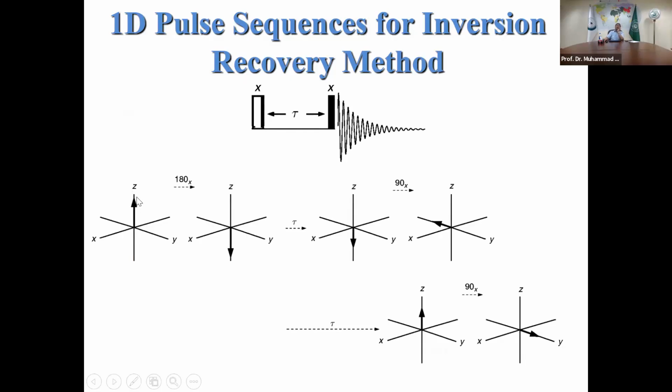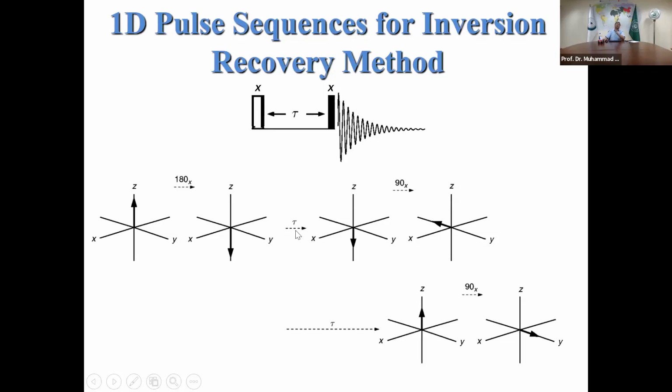This is your M naught, longitudinal net magnetization. 180x pulse or Y pulse, doesn't matter. It will come to this position, okay? And now you know that you cannot record that, okay? Because your detector is on XY plane. You give a tau, a time delay.